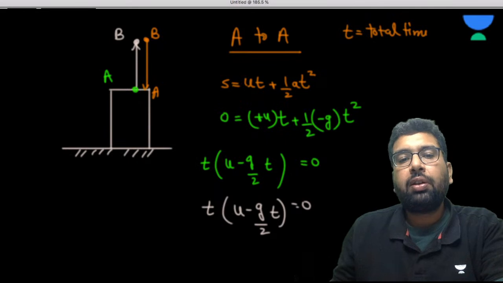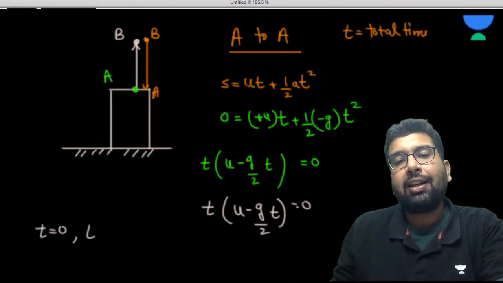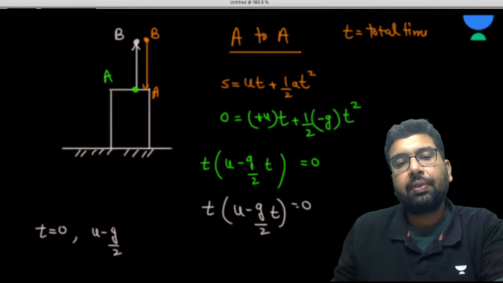Now, when we solve this equation, we are getting, sir, t is equal to 0, and we are getting u minus g by 2 of t is equal to 0. So we are getting t is equal to 2u by g. Do you agree or not?